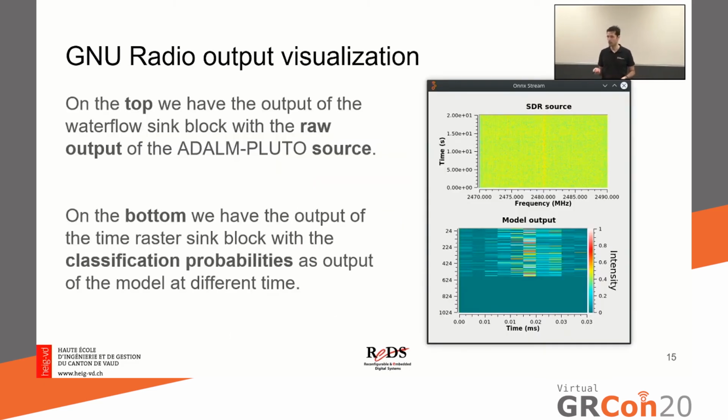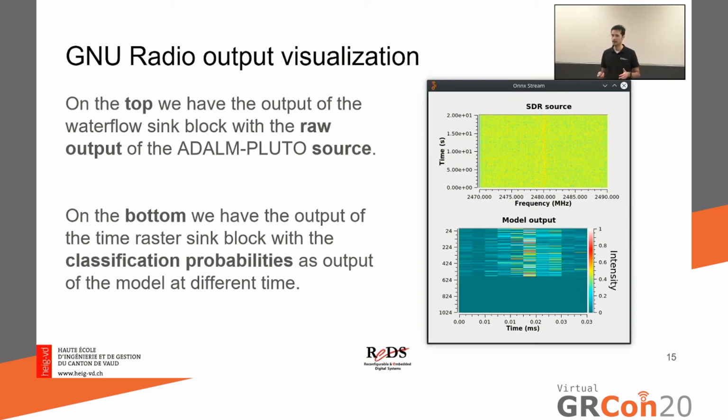Here we have the output that we will get inside GNU Radio, which is basically the waterfall with the raw data from the SDR device in the top, and in the bottom we have the time raster sink that we spoke about. Basically, to understand the time raster sink, you can find the time in the y-axis, and in the x-axis you will have the different labels used in classification.